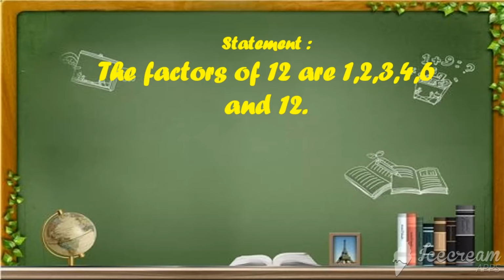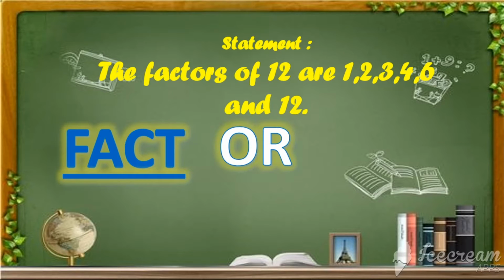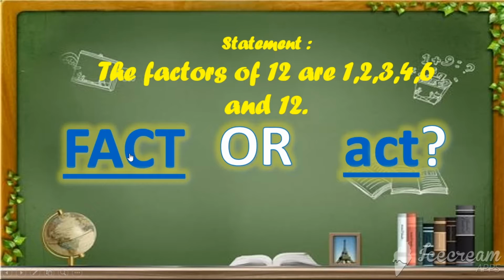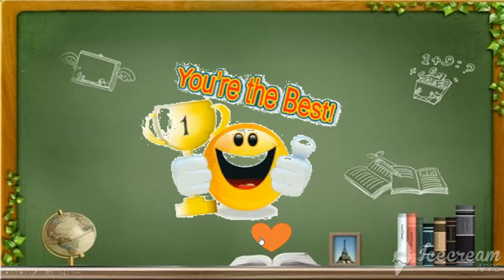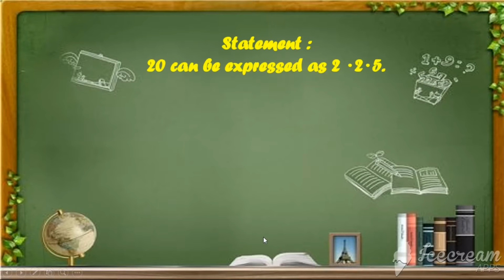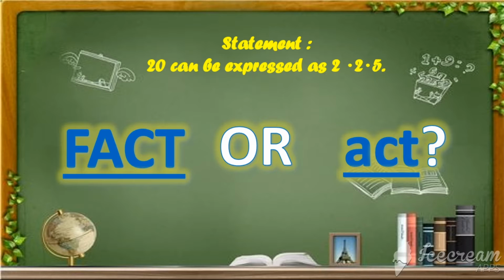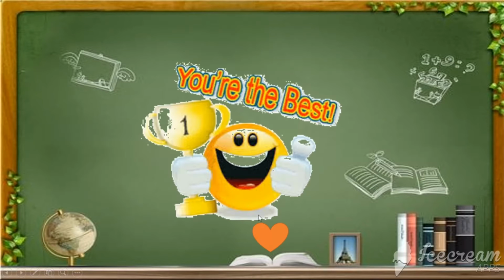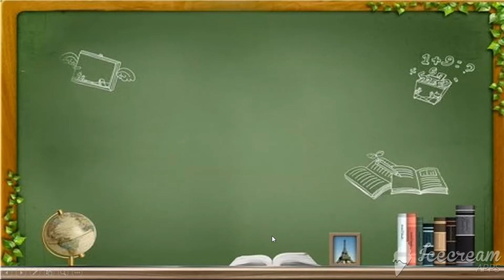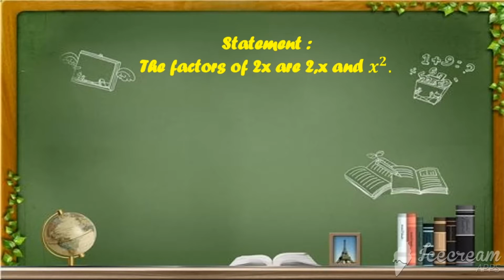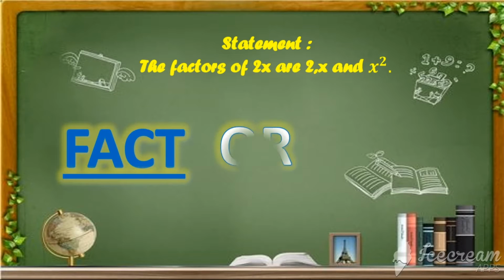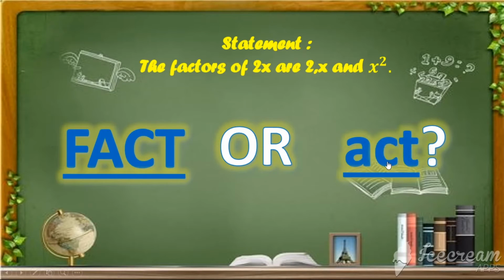The factors of 12 are 1, 2, 3, 4, 6, and 12. Is it a fact or act? That again is a fact. Next, 20 can be expressed as 2 times 2 times 5. Fact or act? The correct answer is fact. And for our last statement, the factors of 2x are 2x and x squared. Is it a fact or an act?